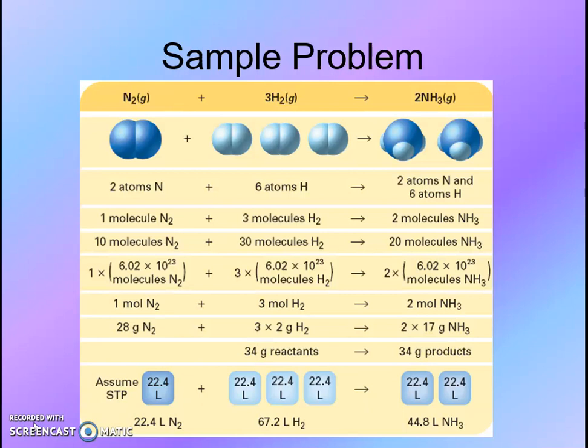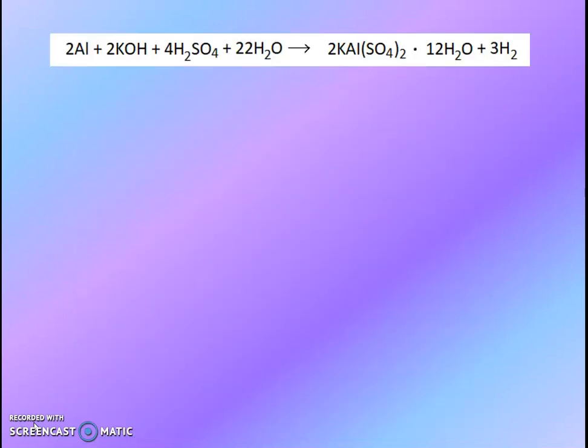So let's take a look at one more reaction here where it kind of mixes together a little bit of everything. We have this reaction of aluminum and potassium hydroxide and all these things coming together to make potassium aluminum sulfate, or potassium alum. So let's look at the micro and macroscopic scales for this reaction, looking at the particle level and on the mole level. So first thing we're going to do is list out our reactants on the left and our products on the right and kind of just compare them as we go.